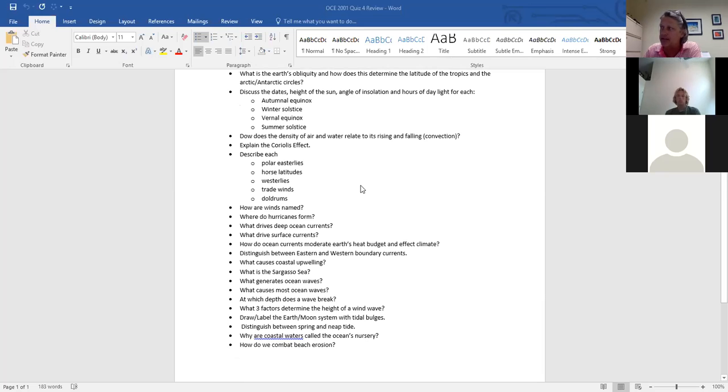Speaking of the global winds, review the different wind cells and the terminology: the doldrums, which is right at the equator, and then the trades, north or south of the equator, and the westerlies, that's your subtropical cell, and then your polar cell, the easterlies, and those horse latitudes that lie between the trades and the westerlies.